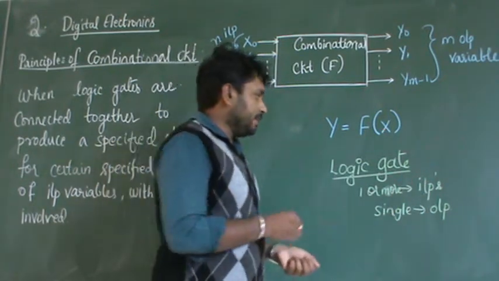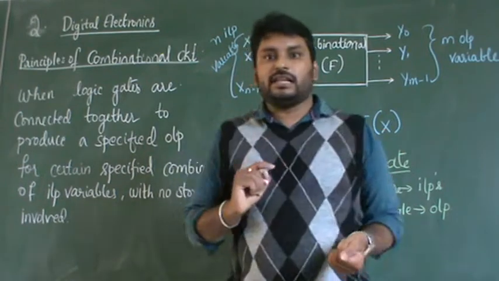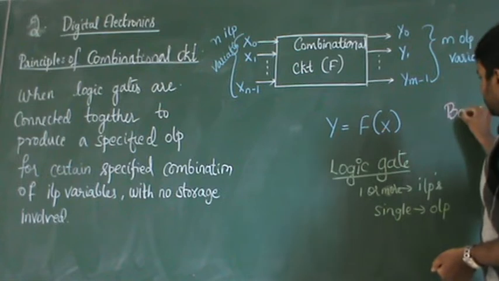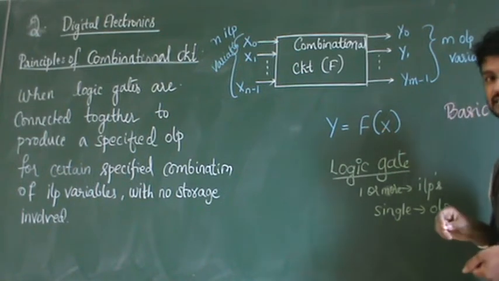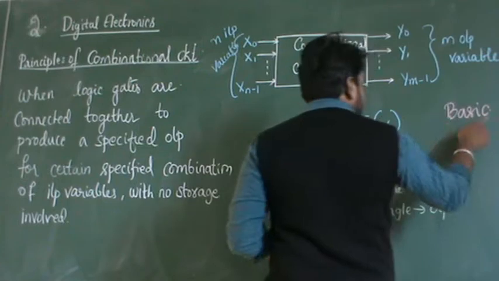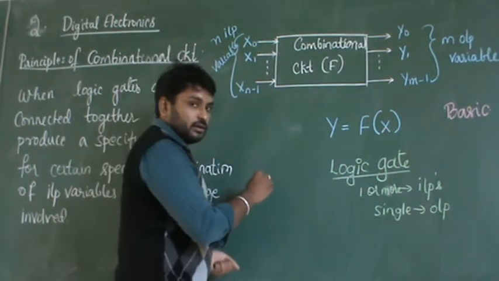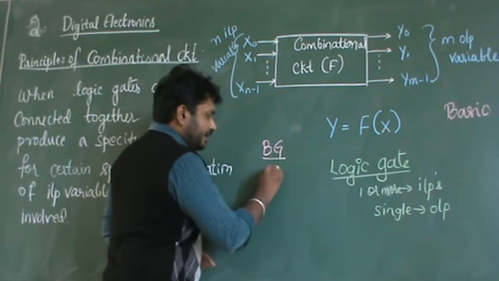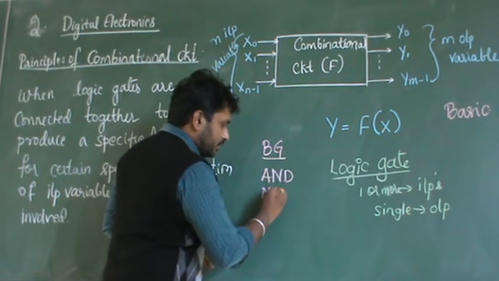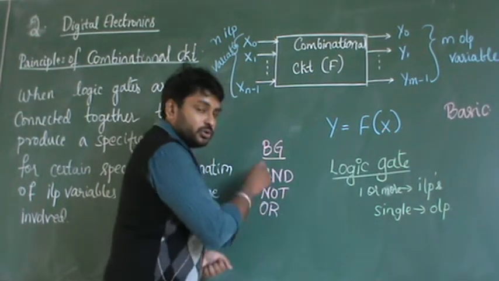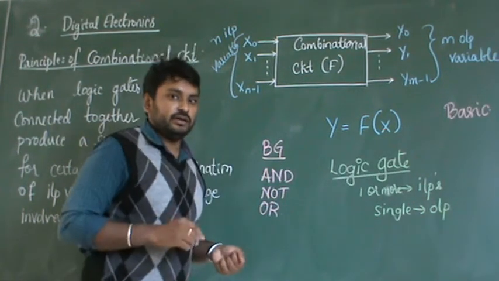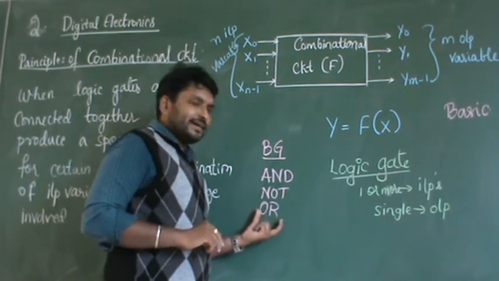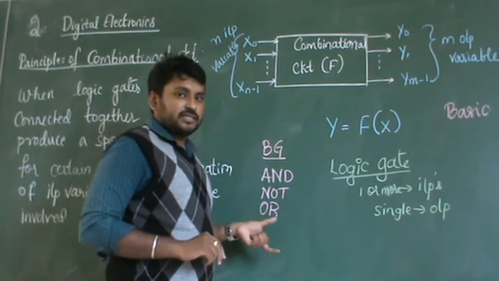The best examples of logic gates I already discussed in the lab session yesterday. So what are the basic gates that are available? The basic gates are the AND gate, NOT gate and OR gate. I think you know about these because you have already studied them in basic electronics in your first year. So these are the basic gates.